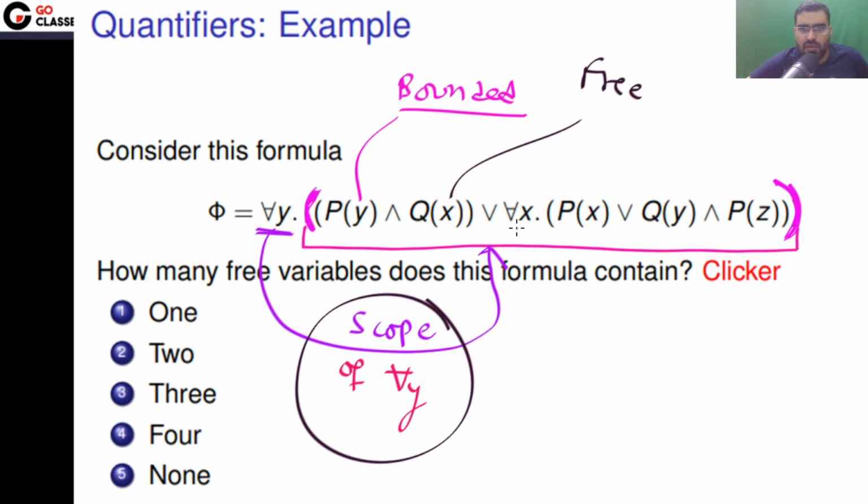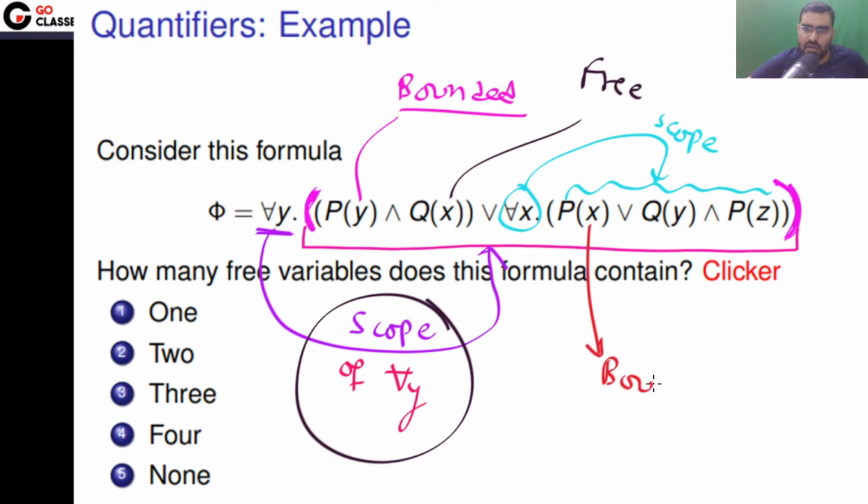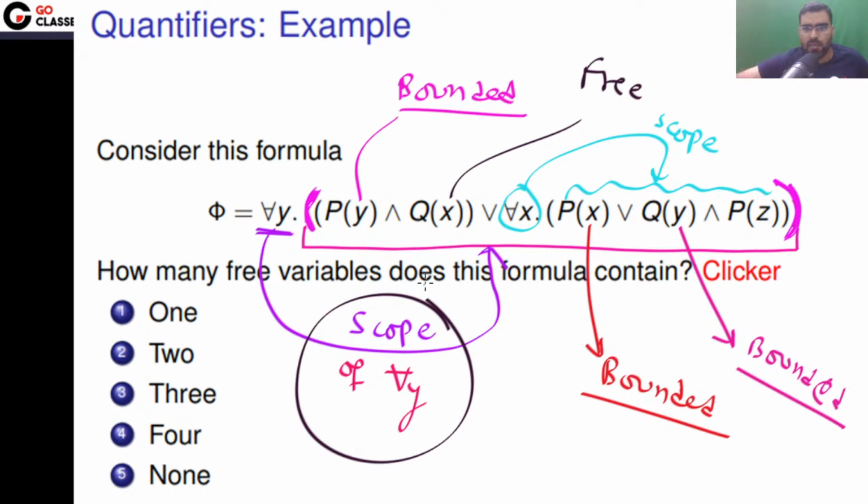Now you can see what is the scope of this quantifier. Look at this. For this for all x, what is the scope? This is the scope. Because this is the scope, so definitely this is bounded. Correct? This is bounded. Remember, this is also bounded because it is bounded by the outside for all quantifier.